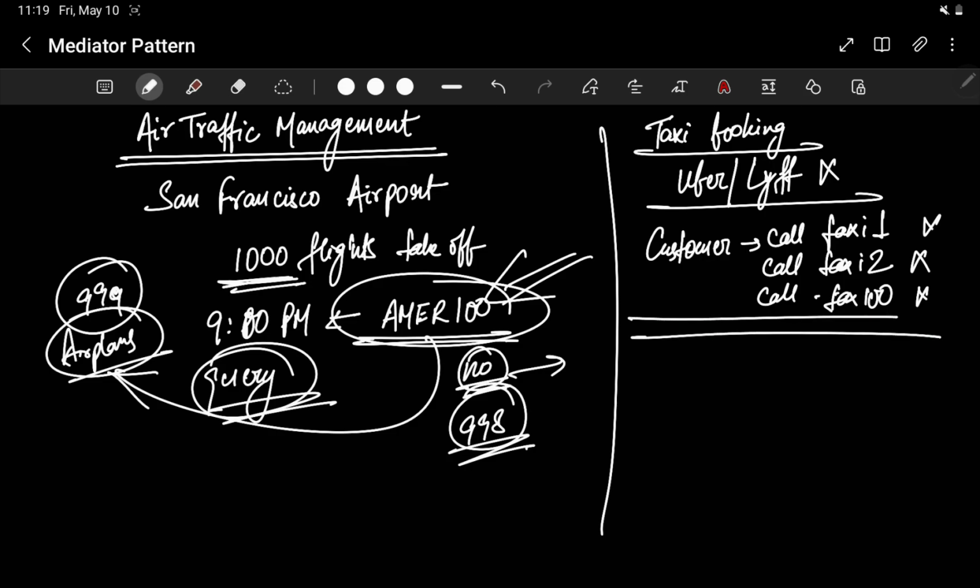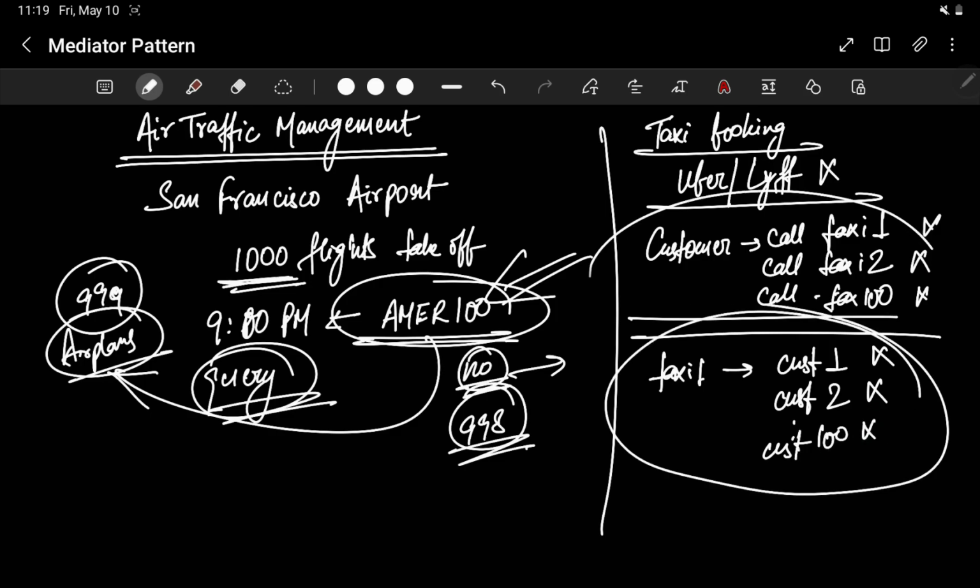Okay. Next time, let's say it's a very non busy day or a very normal day. At that time, taxi owner 1 goes and talks to customer 1. Do you want to go? He says no. Then he talks to customer 2. Do you want to go? He says no. Similarly, the 100th customer also says no. So see, it's very troubling for both the customer as well as the taxi owner.